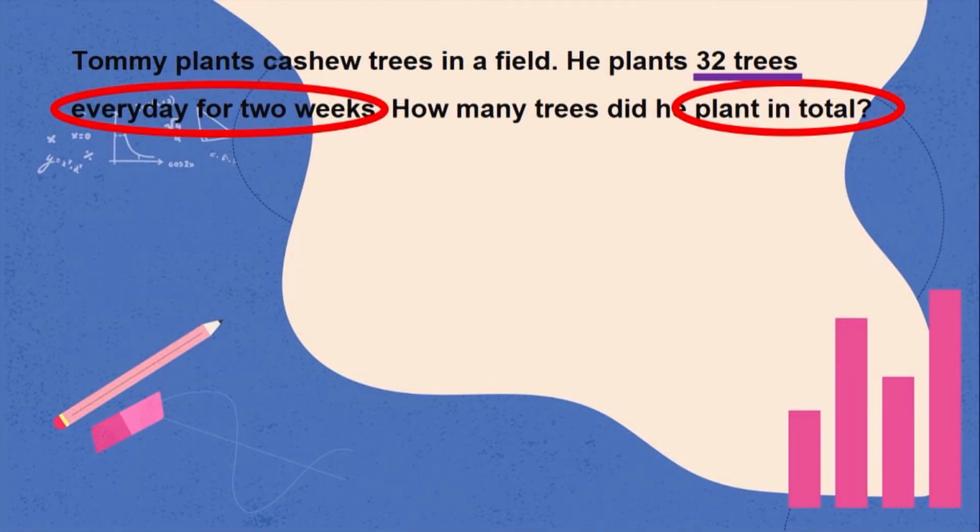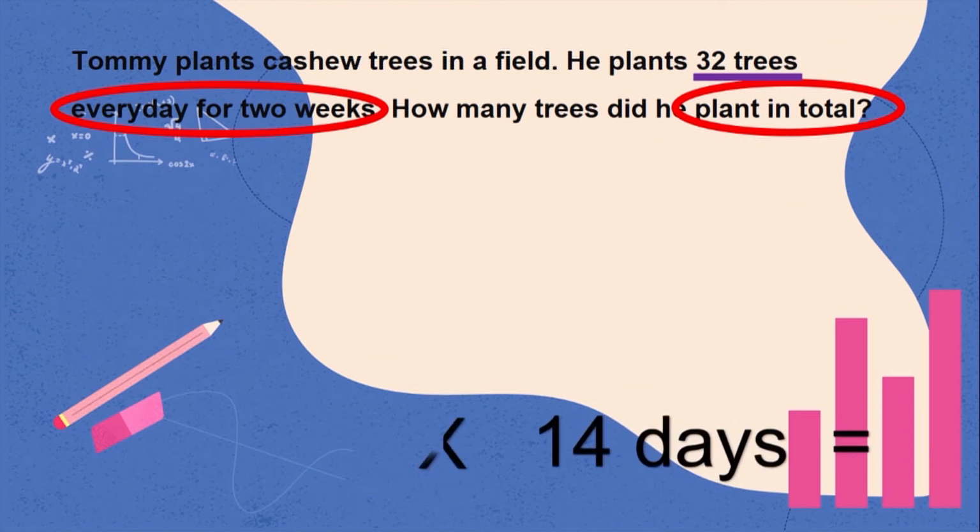And they're asking us now, how many did he plant in total? So what are we looking for? A product, yes. What product are we looking for? We have 14 days, and we have 32 trees. So our sum should read 32 trees multiplied by 14 days. Do you think you can do that? Then let's try.